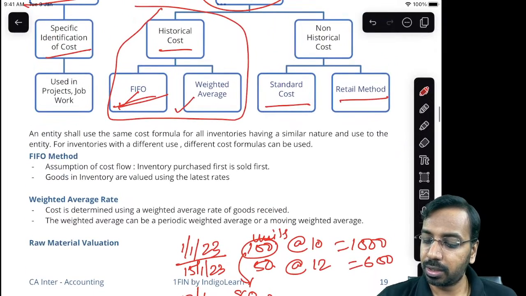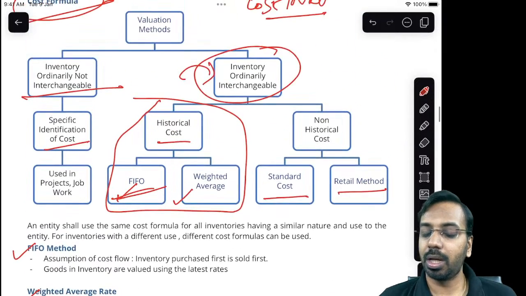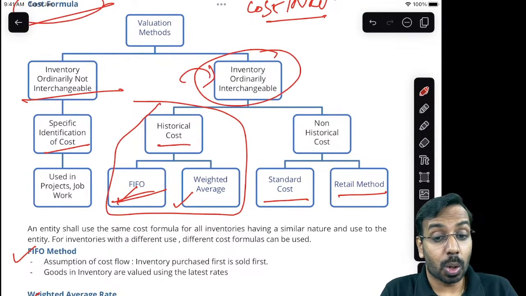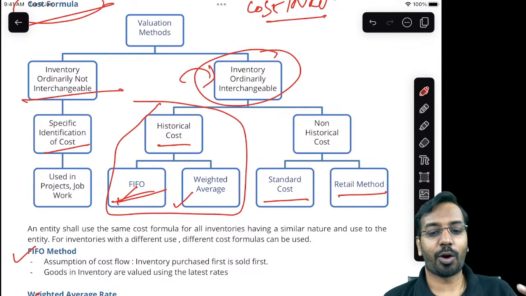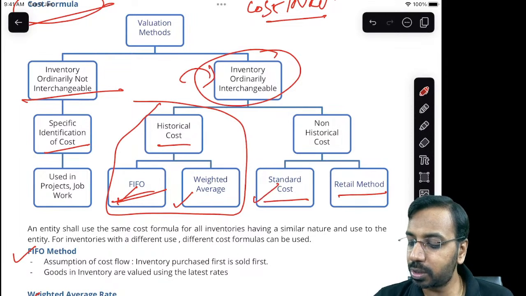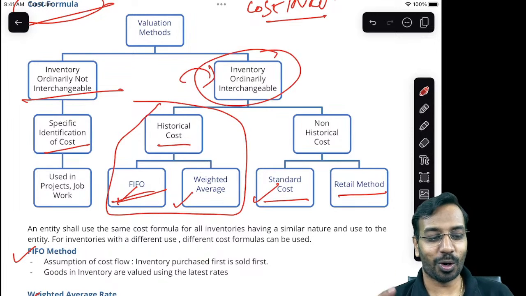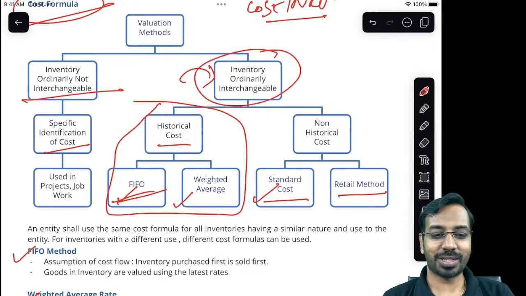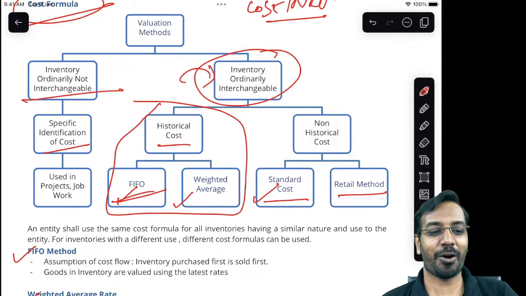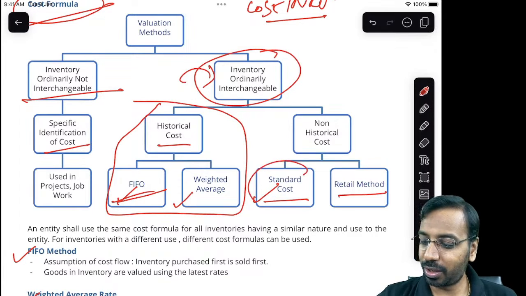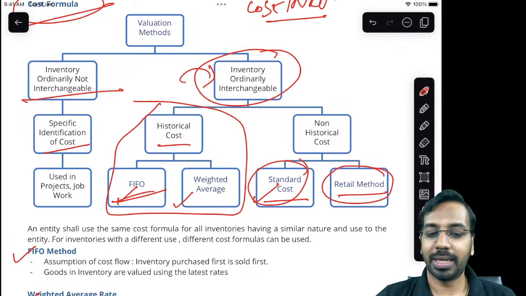So you can have the FIFO method or weighted average method. Sometimes if it is not materially differing from your actual cost of inventory, you can use standard cost. I know a lot of you would be scared of this chapter in cost accounting, correct? How many of you are scared of standard costing in cost accounting? Either you can use standard cost or you can use the retail method.